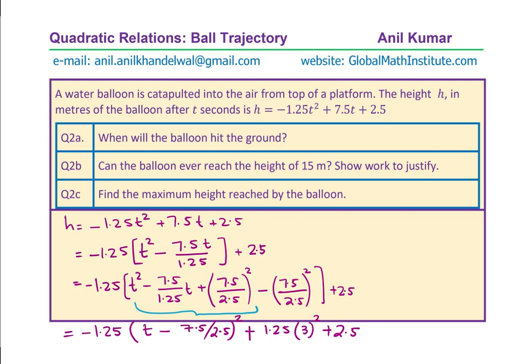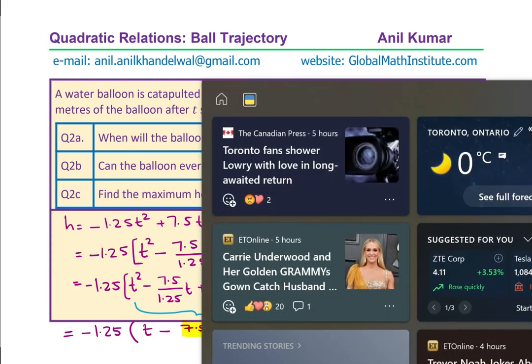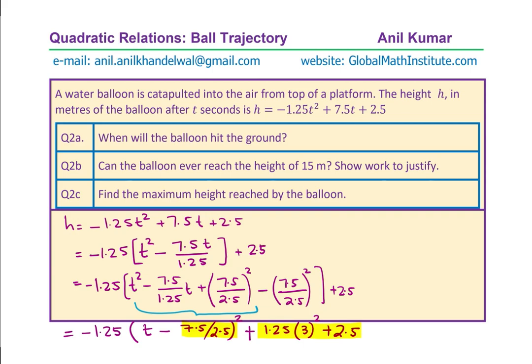So that becomes the answer hidden in this equation itself. That gives you two parts. Time is given here, and that is your maximum height, correct? Those are the two things. So let's figure this out. From here, what is the time? We know t is equal to 7.5 over 2.5, which is 3 seconds, correct? So that is the time.